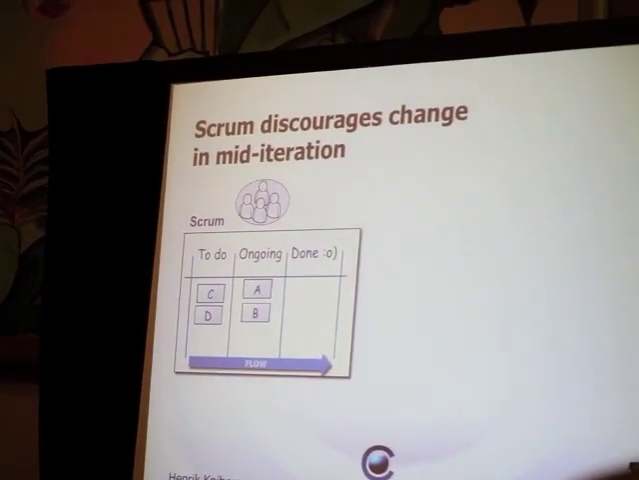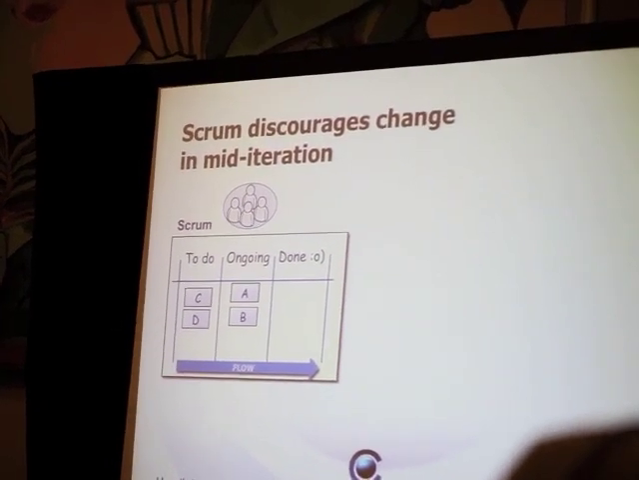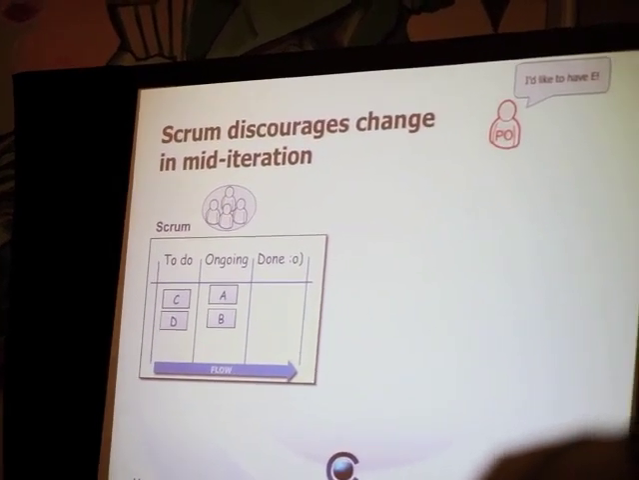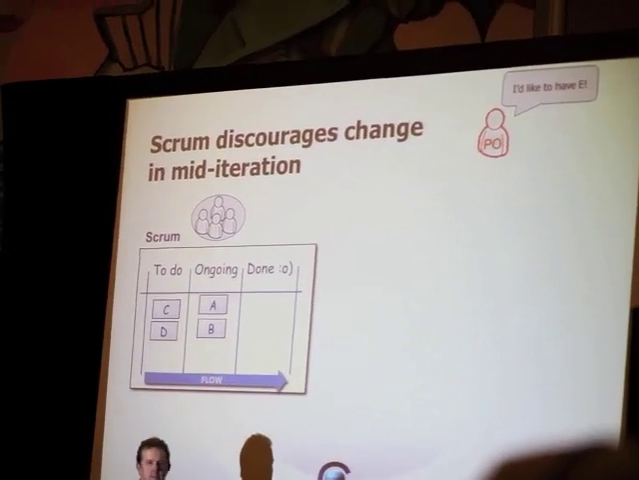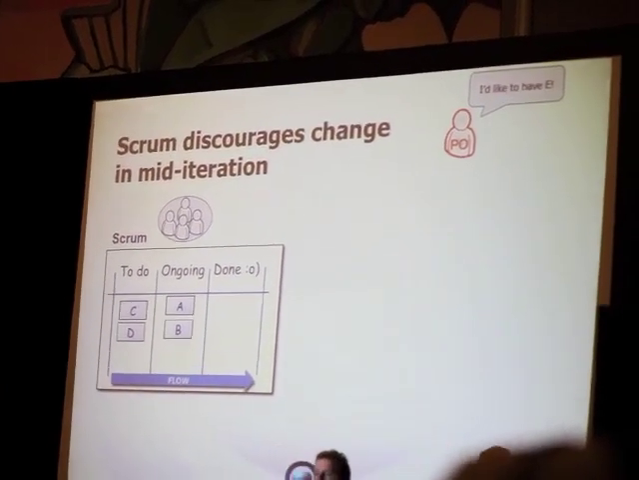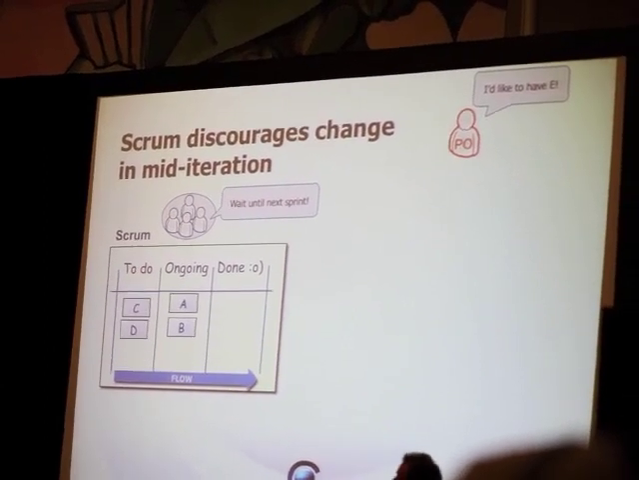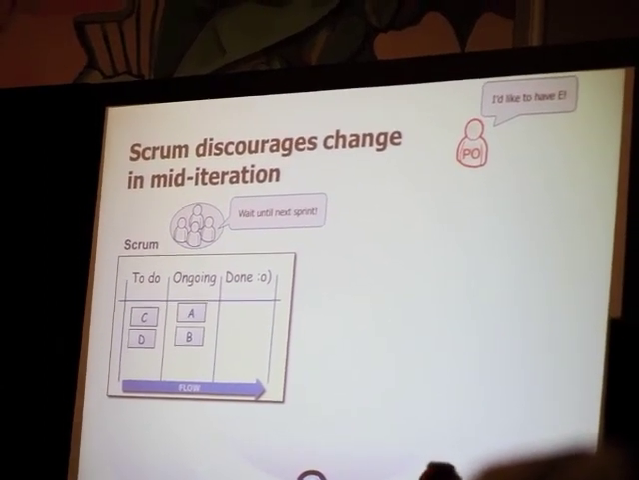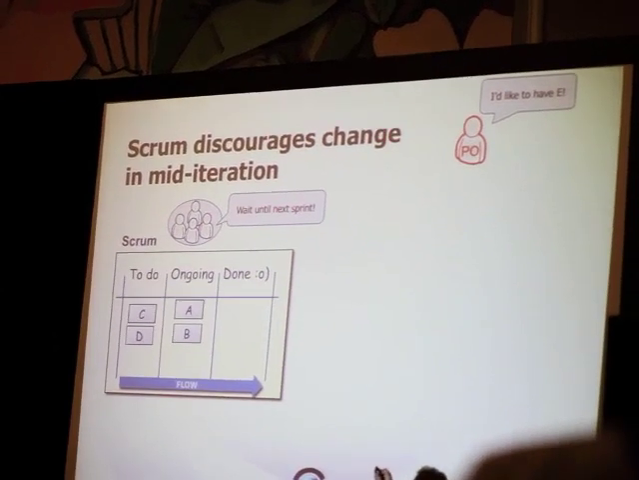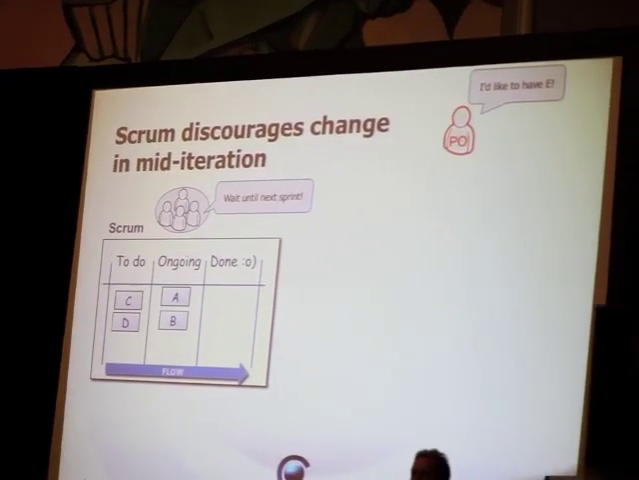Now, Scrum discourages change in iteration. So here's the Scrum team, and there's a sprint, and the product owner says, I want E. So the default response in Scrum is, we'd love to give you E, but right now we've committed to A, B, C, D, and we were focused on that. So next sprint planning meeting, just put that right at the top of the list, and we'll get right to it. Right?